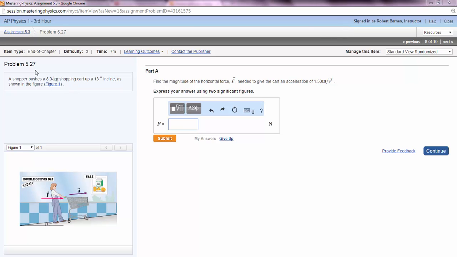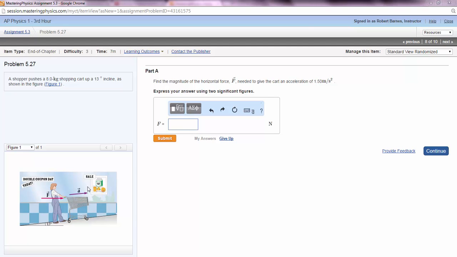Okay, problem 527 from your Mastering Physics assignment has a woman pushing a cart up a ramp at a 13-degree angle. She's applying a horizontal force, but the cart's going up at an angle. That's what makes this problem a little bit challenging because you have a lot of angles involved.